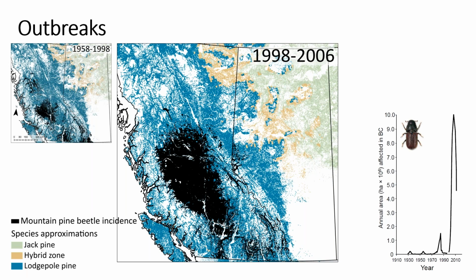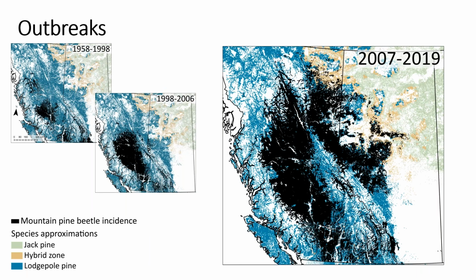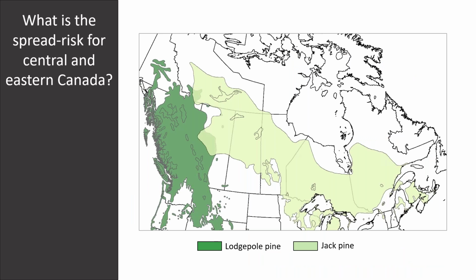But what also happened during this time was it spread into Alberta. The Rocky Mountains were considered a biogeoclimatic barrier to mountain pine beetle. When this large outbreak happened, the beetles were carried over the mountains by wind, and it rained beetles in Alberta. So it has spread into this novel habitat. This is the incidence data up to 2019. We now have this beetle that's expanded into central Alberta. And so what's the spread risk for the rest of Canada?